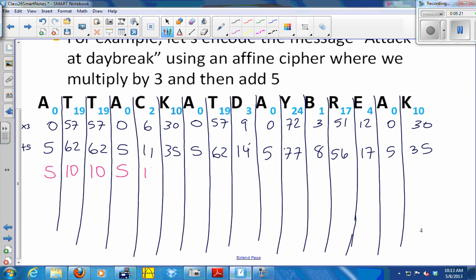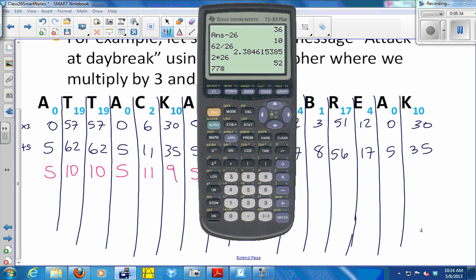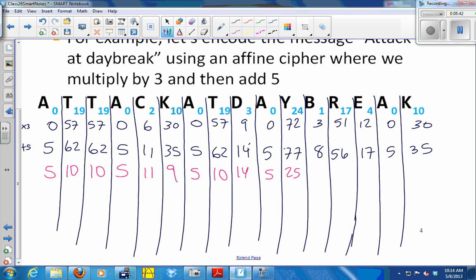5 is fine. 11 is fine. 35 is too big. When I subtract 26, I get 9. 5, 62 becomes 10. 14, 5, 77 is too big, so I'll do 77 minus 26. Too big, minus 26. 25. Okay, good. 8 is fine. 56 is too big. Minus 26 would give me 30. Minus 26 is 4. 17, 5. 35 minus 26 is 9. Then change them all back into letters.